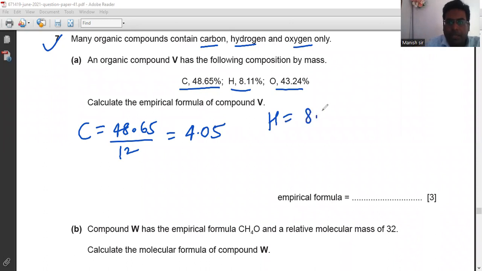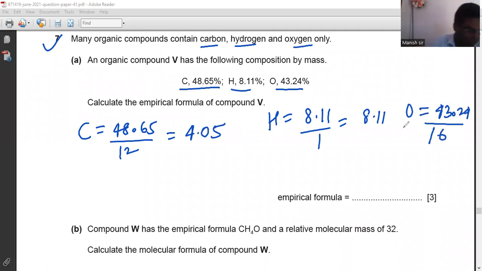Similarly, find the simple ratio for hydrogen. It is 8.11 divided by 1, so it will be 8.11 only. For oxygen, it is 43.24 divided by 16. So how much is it? 43.24 divided by 16 is 2.7025, right? So this is the value you are getting.